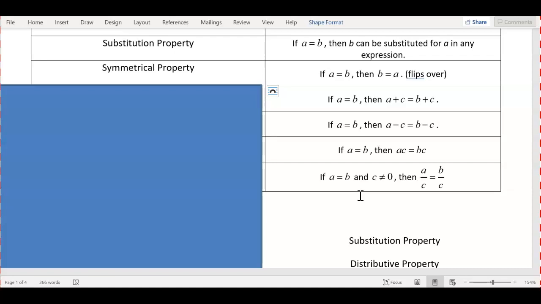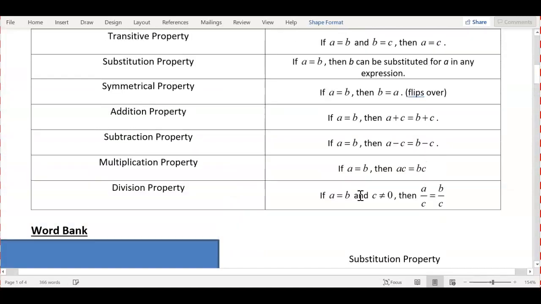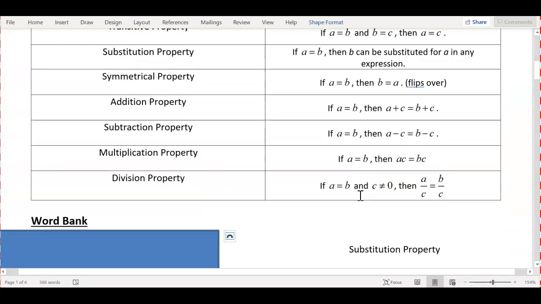Okay, last four. These are the last four, and they are the four operations that we use in mathematics. So if you add the same thing on both sides, that's going to be addition. Subtract the same thing on both sides, that's subtraction. You multiply the same thing on both sides, that's multiplication. If you divide the same thing on both sides, that's division. So that's what it looks like for the last four. Adding on both sides, adding. Subtracting on both sides, subtracting. Multiplication, division. Hit those last four down, please.